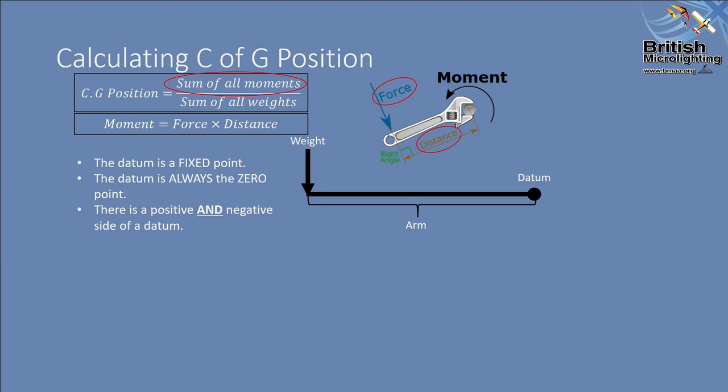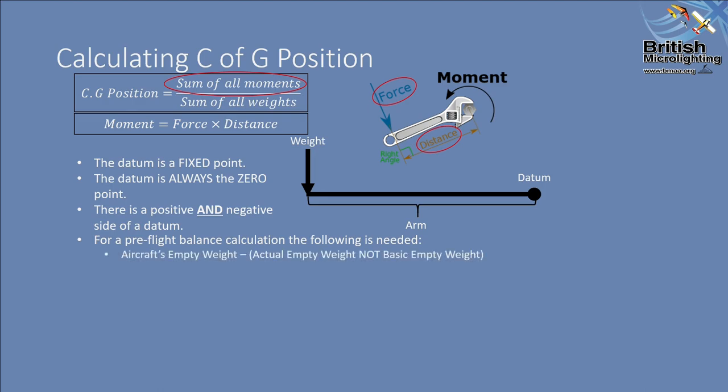So, we need to know our weights and their arms to calculate their respective moments. But what weights do we actually need to know? Well, it depends what our aim is, but in the context of a pre-flight balance calculation, we'll probably need the following: the aircraft's empty weight, pilot and passenger weights, total usable fuel weight, and total baggage weight, if baggage is stored on the aircraft for this particular flight. Keep in mind, in the world of microlighting, for balance calculations, we refer to the actual empty weight of the aircraft, not the basic empty weight.